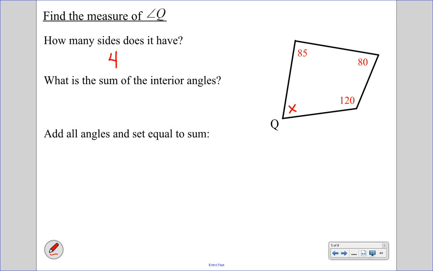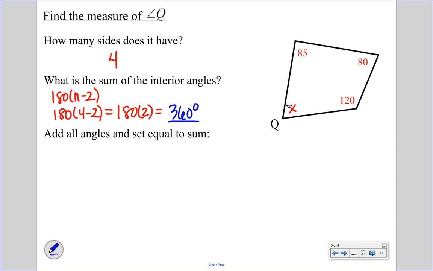And so if it has 4 sides, we can find the sum of the interior angles using the 180 times n minus 2 formula. So we can plug this in. We say 4 minus 2. So 180 times 2. So the sum of interior angles is 360 degrees. Depending on how many sides the polygon has is what the sum will be. So that will change from question to question.